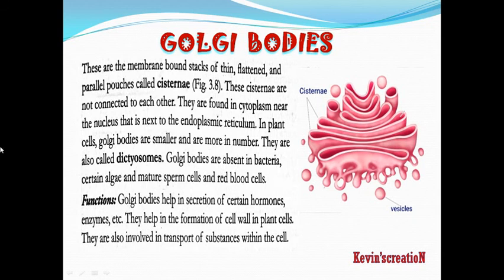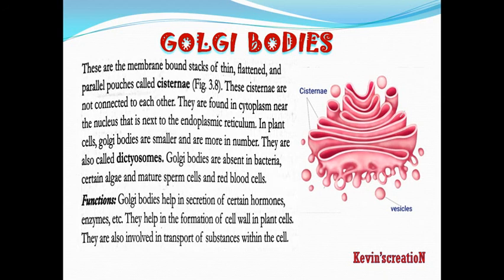Now let us talk about the function of Golgi bodies. They help in the secretion of certain hormones and enzymes. They help in the formation of the cell wall in plant cells. All of us know that plant cell walls are made up of cellulose. This is the additional layer which surrounds the plant cell. The function is protection of the plant cell.